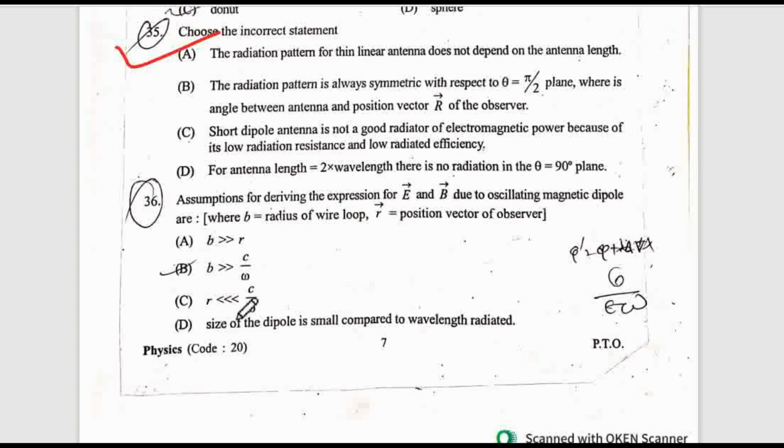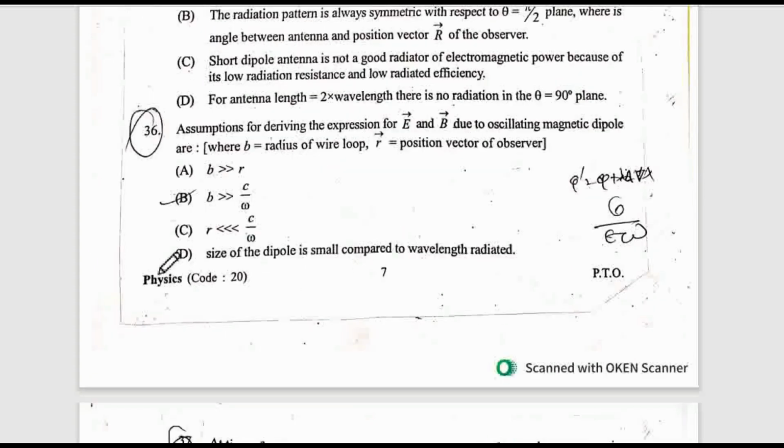If you see, this question is a theoretical question. That means it is better to remember the answer so that it will be helpful in competitive exams. The answer is option D: the size of the dipole is small compared to the wavelength of the radiation. That means the length between q and minus q should be smaller than the wavelength. This is the answer.